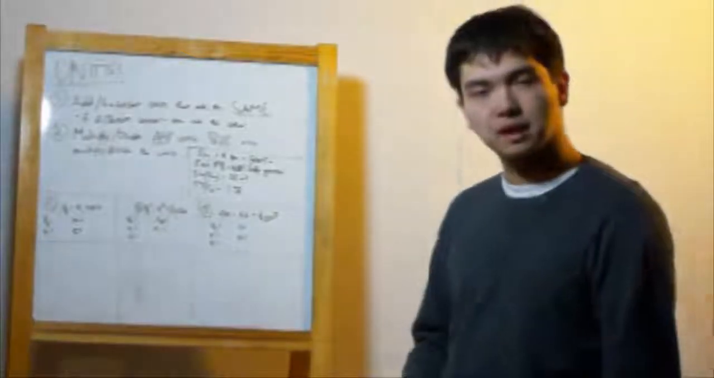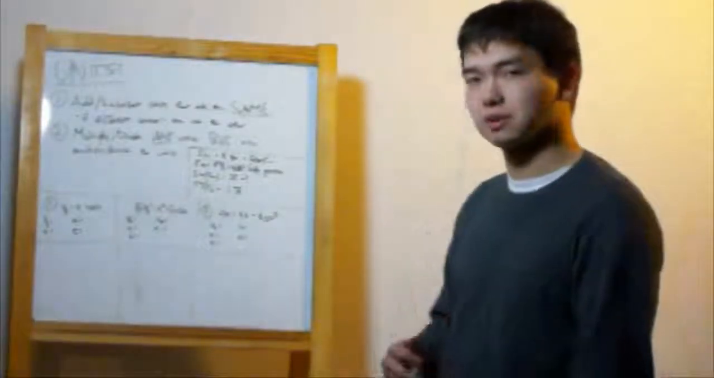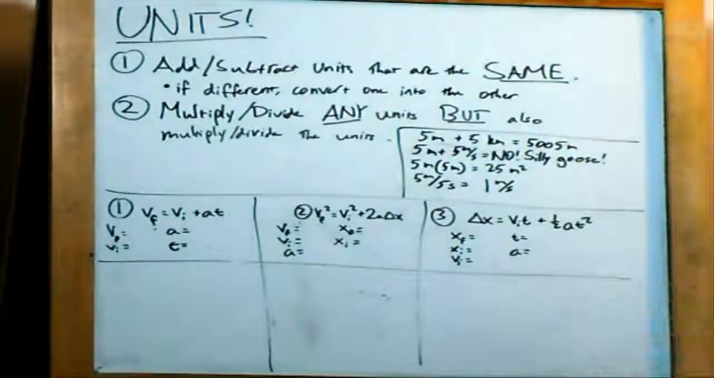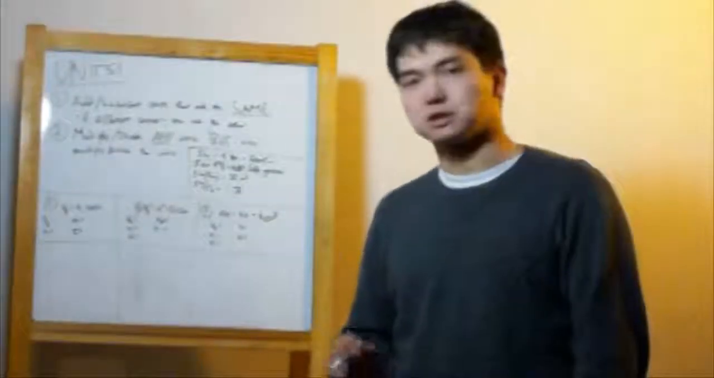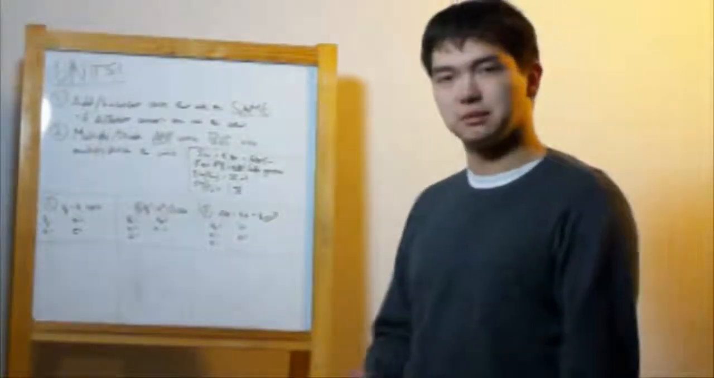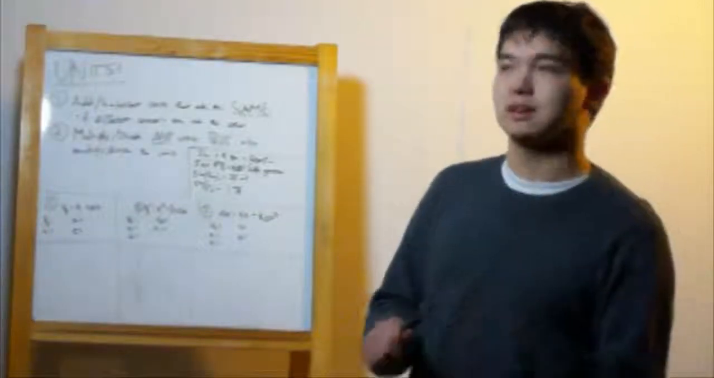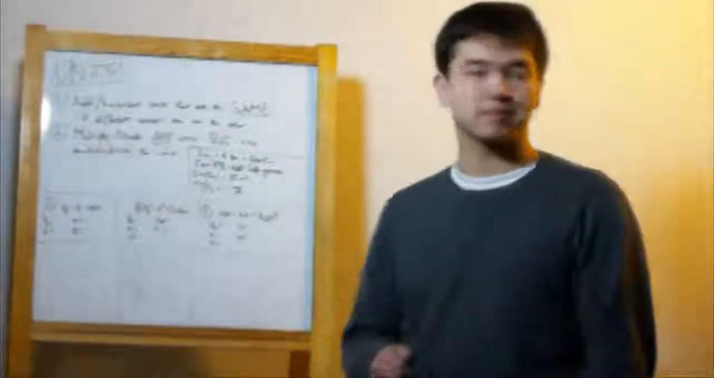Piece of cake. But what if you have different units and you can't convert one into the other? Like 5 meters plus 5 meters per second. That means you're a silly goose, and somewhere in your calculations you've made a mistake. Go back and correct it, and hopefully you won't run into that problem again.